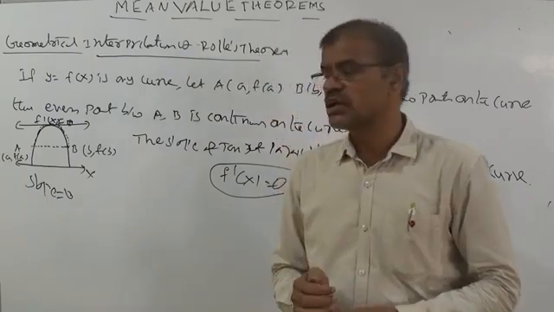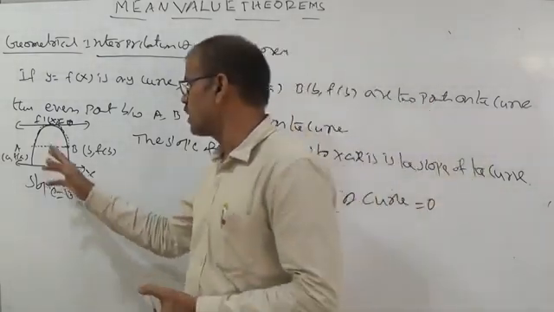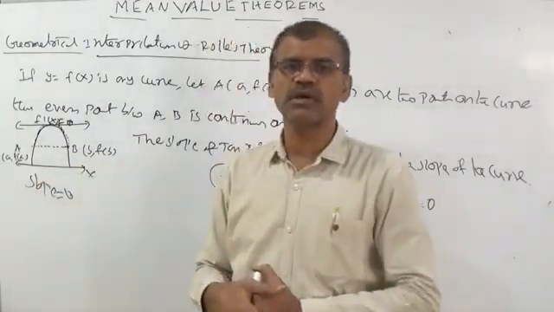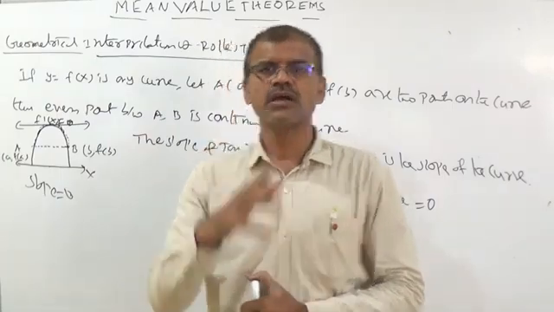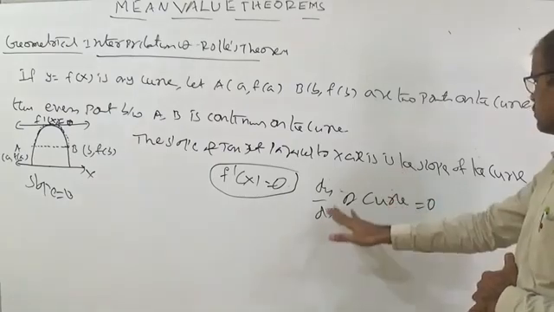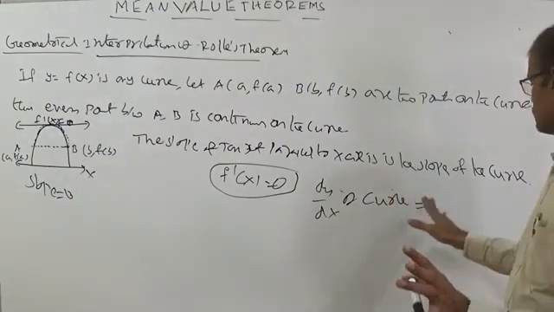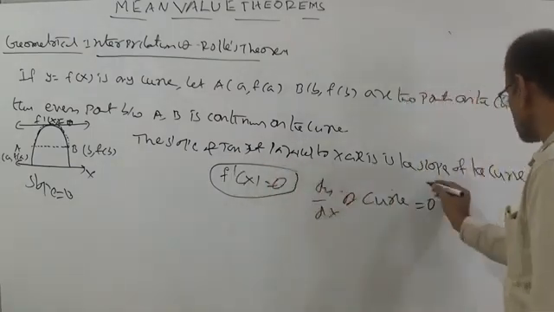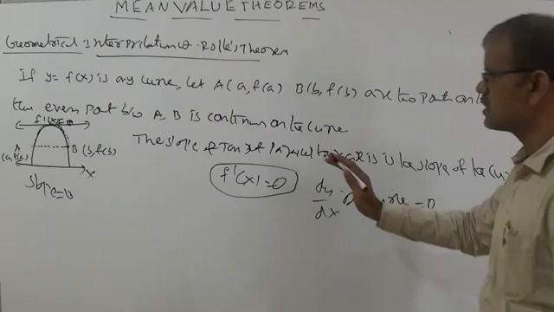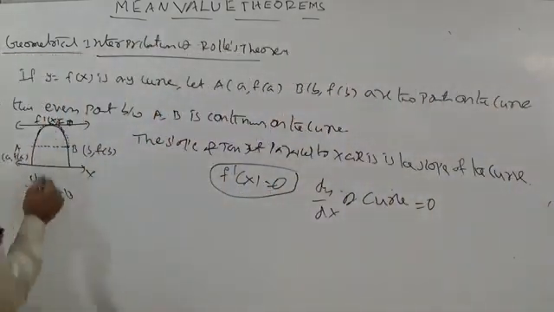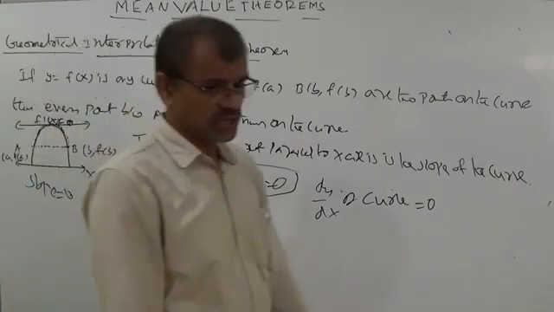We can say that every point should lie on the curve. It is nothing but a continuous curve between a comma f of a and b comma f of b, and the tangent is parallel to the x-axis. That's all. The slope of the tangent parallel to the x-axis and the slope of the curve are equal here, because f dash x equal to 0 indicates the slope of the curve. So the tangent is parallel to the x-axis here. This is the geometrical interpretation of Rolle's theorem.